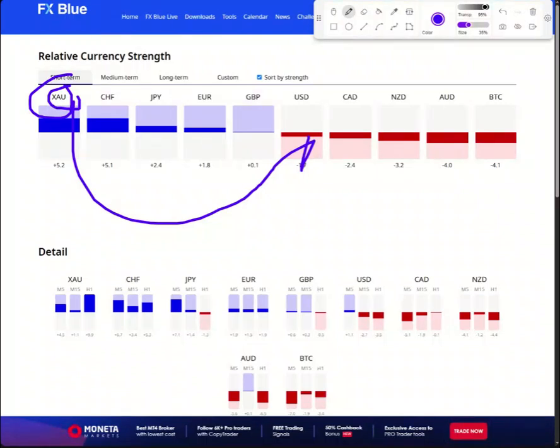What is it? Let me see. Can't see that XAUUSD. Let me tell you that. I have a lot of open tabs.